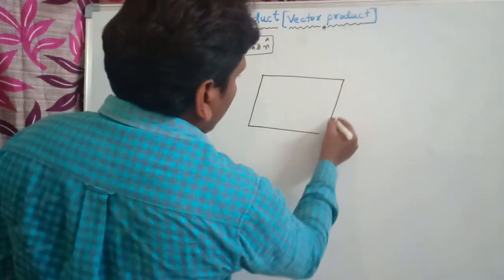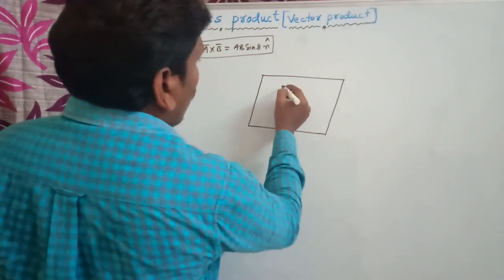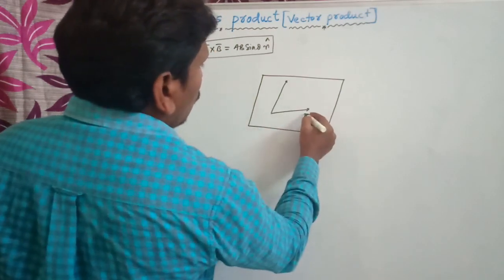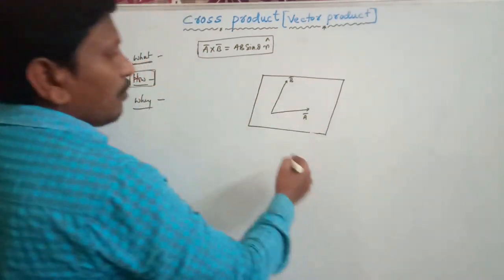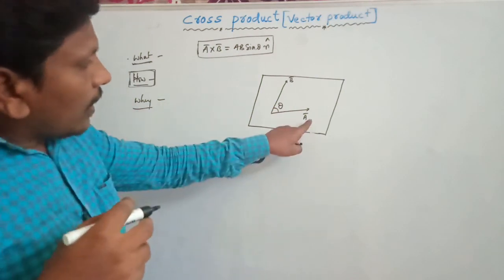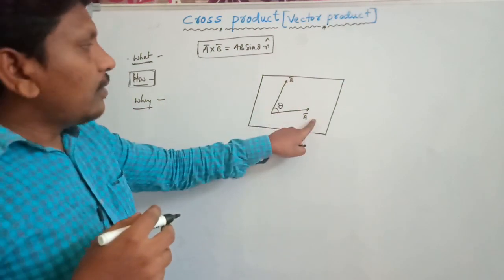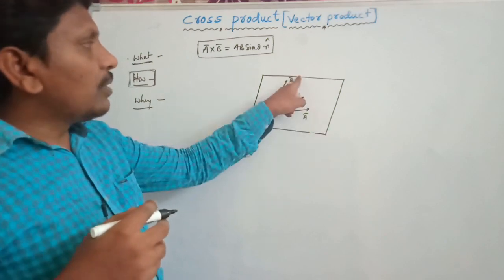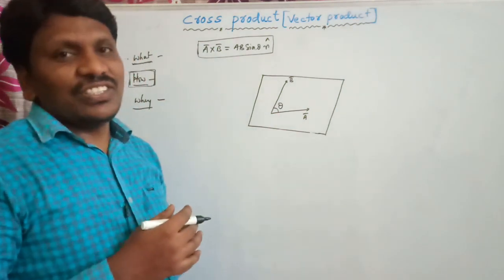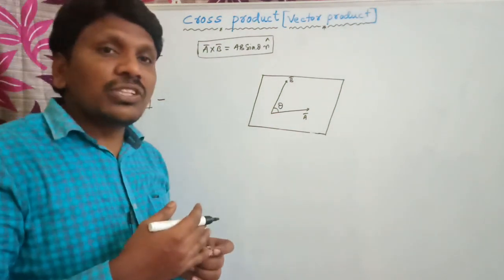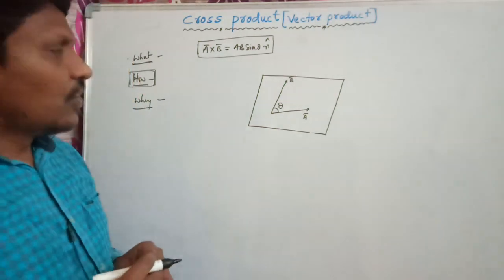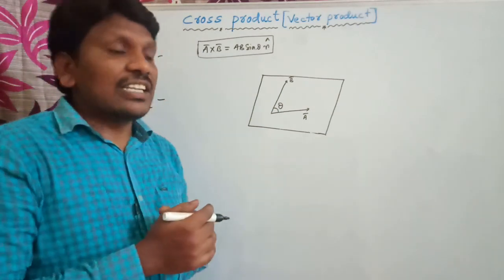Let us consider a plane in which two vectors are taken, A bar and B bar. The angle between the two vectors is theta. A bar is multiplied by B bar with the process of cross product. Then what resultant vector comes out, and in which direction does it come out? This is the very important point in the cross product.